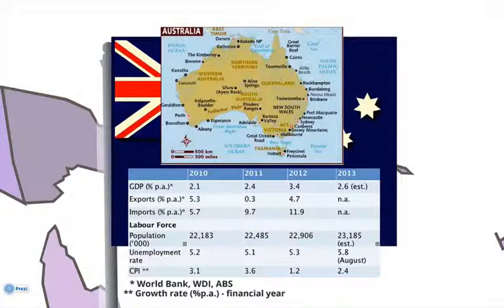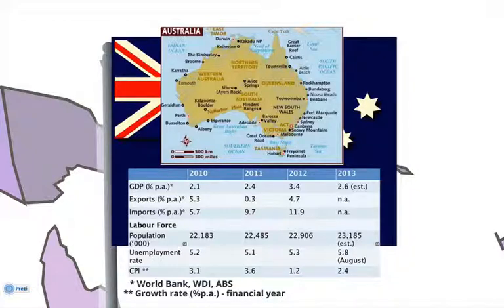Australia's been experiencing a long period of steady growth, characterised by relatively low unemployment compared to the rest of the world, and relatively low inflation, as captured by the CPI, or the Consumer Price Index.